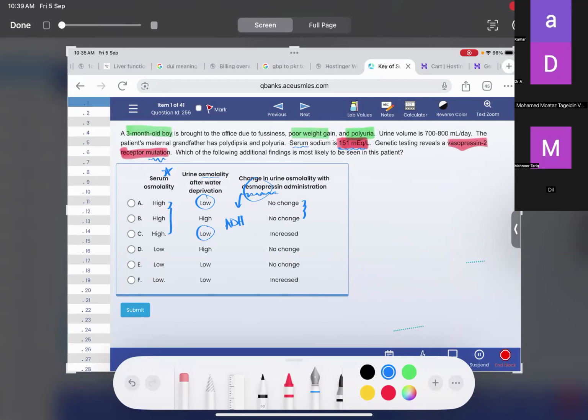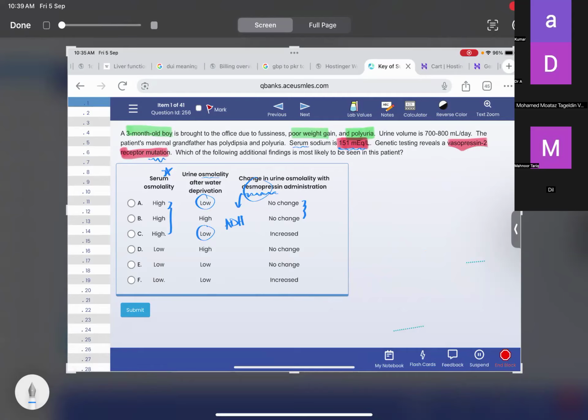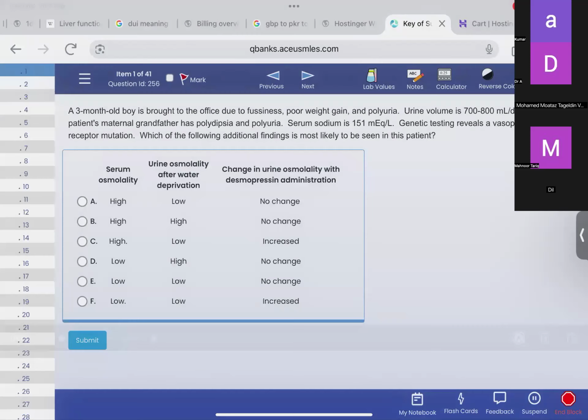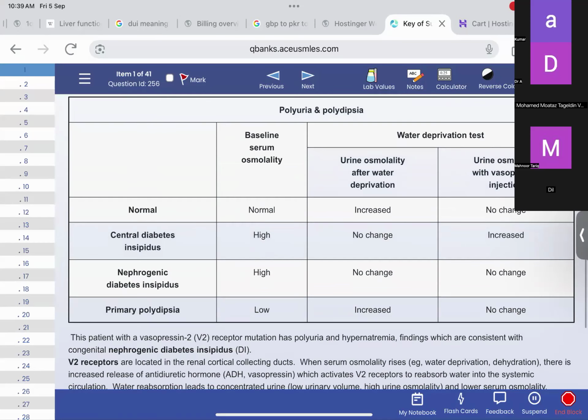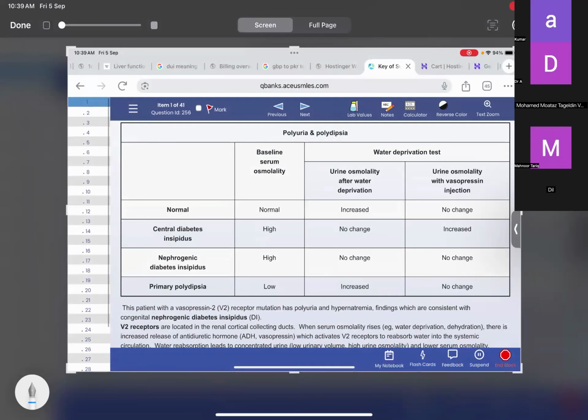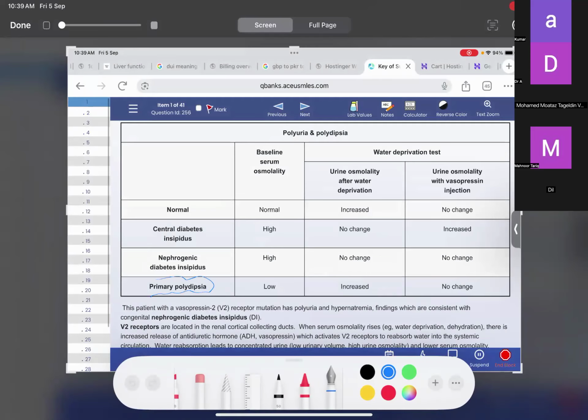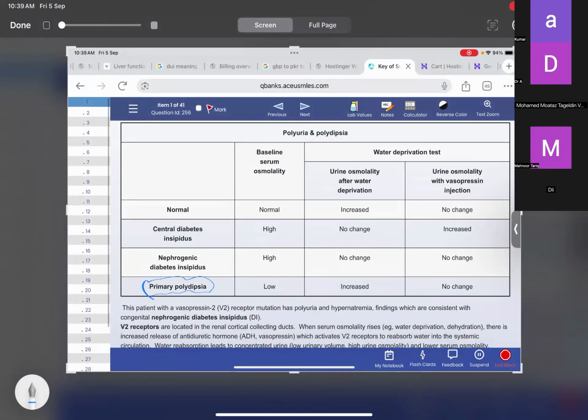A. Yeah, so we have our first answer done. One other point I would like to mention is primary polydipsia. In central diabetes insipidus and nephrogenic, we are polyuric, right? We are producing more urine in both cases, right?